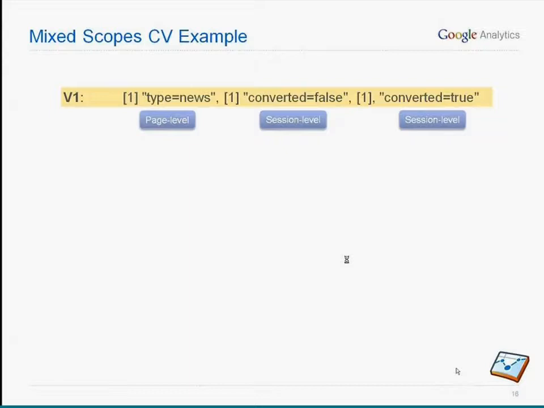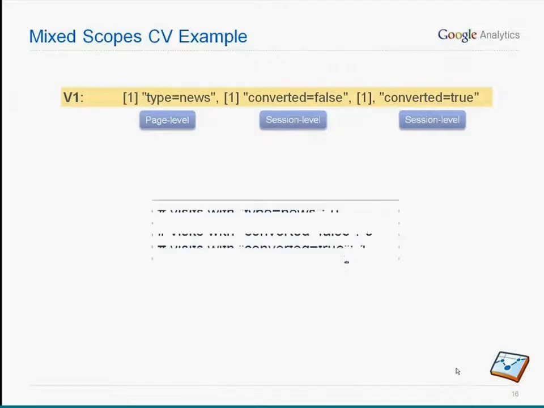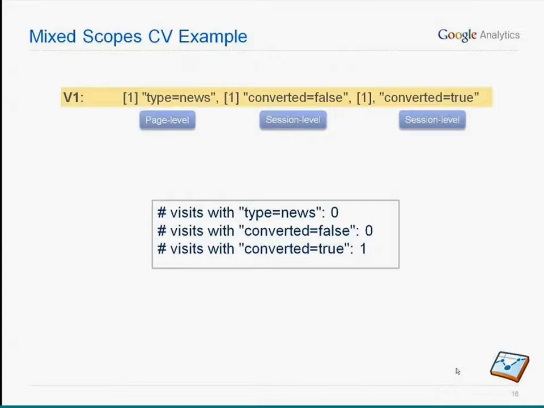Now, the harder question is, how many sessions are there where type equal to news? So I want all of you to think about this question. Take a pencil or pen, write down next to your computer. And if you think very carefully about the pan-session nature of session level custom variable, hopefully you would get the answer that the number of visits is 0 for type equal to news. Okay, let's pause a second. I know some of you are like, whoa, what is going on here? The answer is actually very simple.